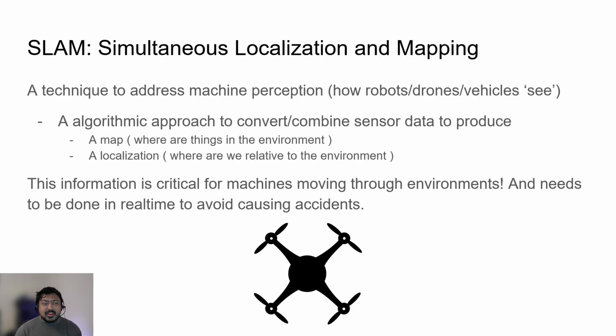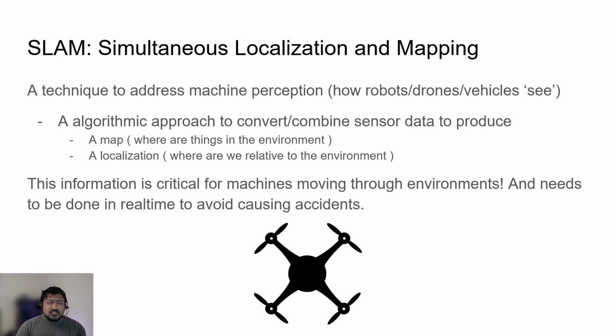Let's first begin by talking about what SLAM is. It's designed to address the problem of machine perception. How do robots, drones, and autonomous systems see the world around them and figure out where they are relative to what they're seeing? It's an approach to perform sensor fusion, converting or combining sensor data to produce a map, the things we see, and a localization, where we are relative to what we see.